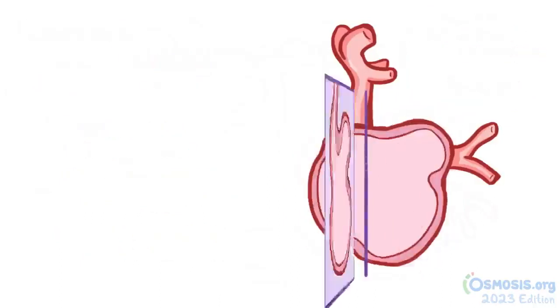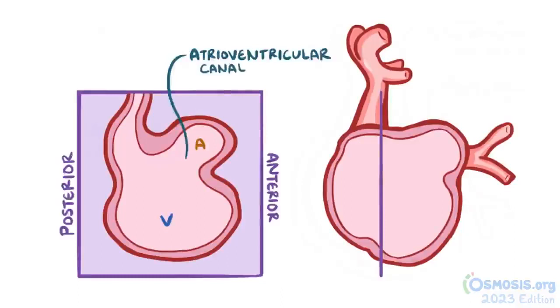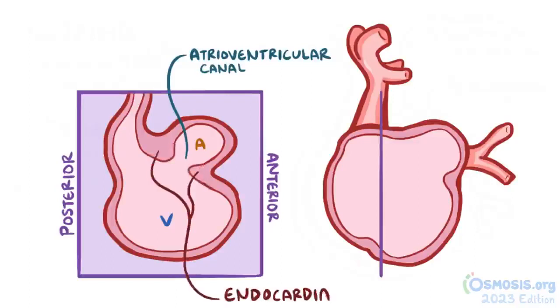If we take a slice of the heart and look at it from the right side, we can see that the primitive atria and the primitive ventricles initially communicate through the atrioventricular canal. On the anterior and posterior walls of the atrioventricular canal, the mesoderm proliferates and forms an anterior and posterior endocardial cushion. These cushions grow toward each other and fuse.